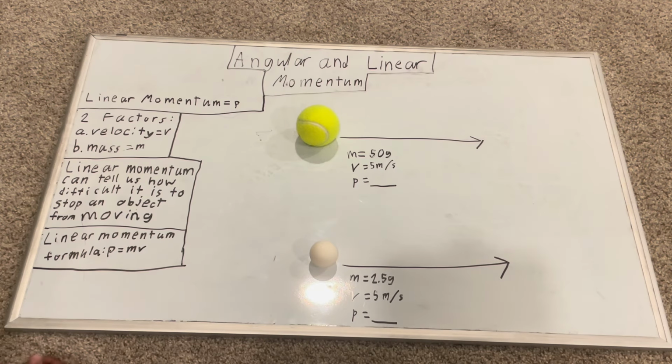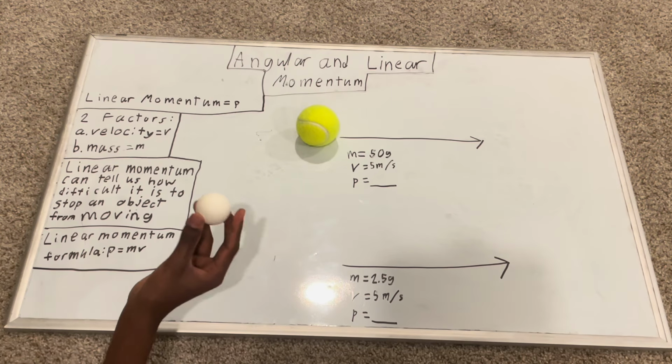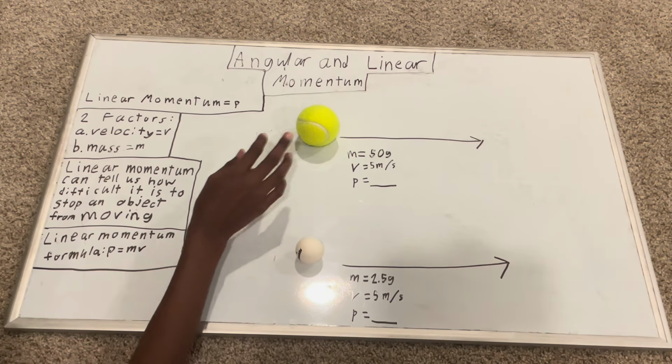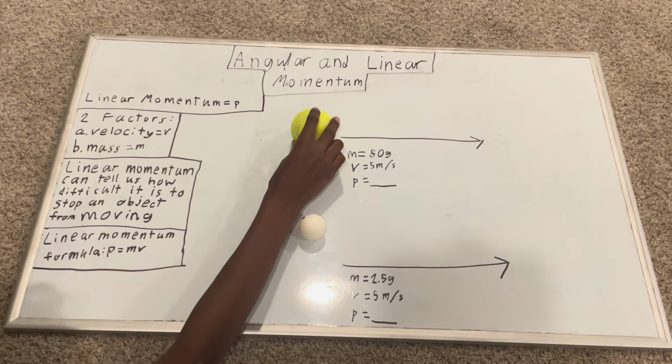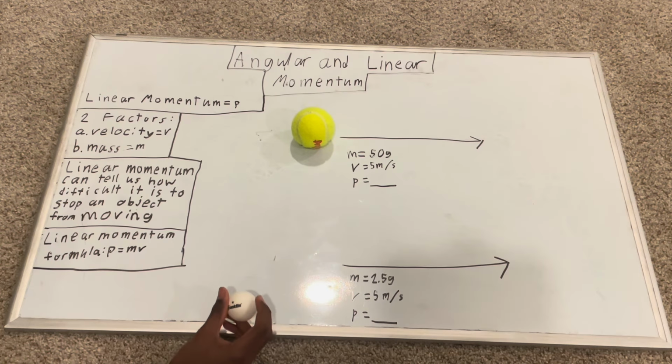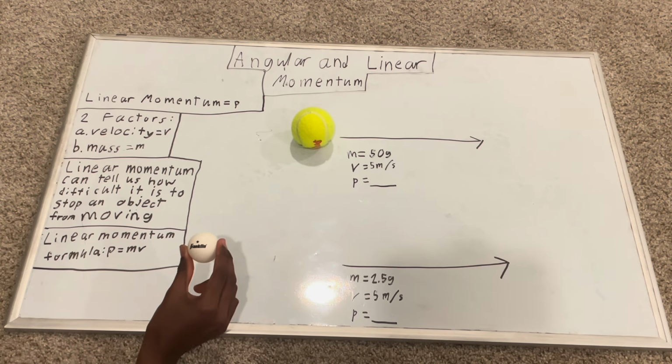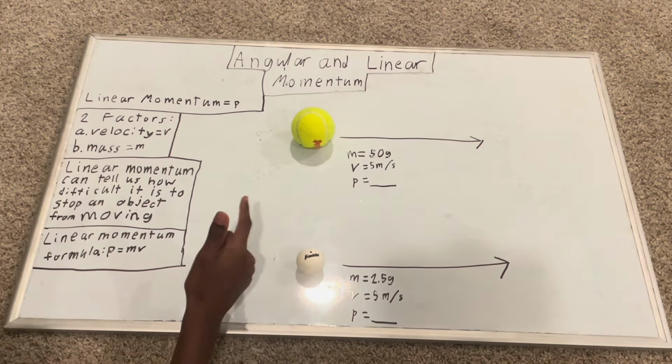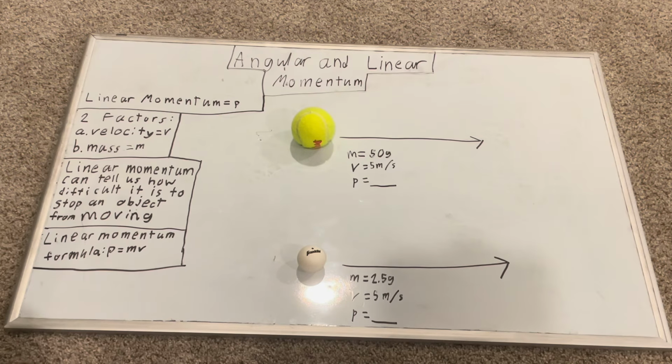We can use these to understand why it's so much more difficult to catch a ping pong ball compared to a tennis ball, or more specifically, why you feel so much more force when a ping pong ball hits your hand compared to a tennis ball. Both of these balls are going to be traveling at the same velocity, but the tennis ball has a mass of 50 grams, while the ping pong ball only has a mass of 2.5 grams. They're both going to be hit at the same speed.